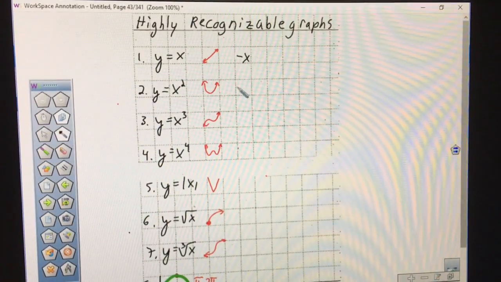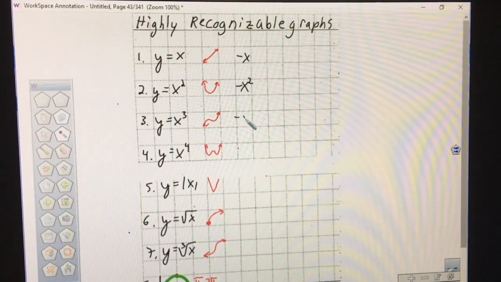Negative x. We're going to graph negative x. We're going to graph negative x squared. We're going to graph negative x cubed. And that should give you enough of an idea of what happens when you put a negative in front of it. It reflects it over the x-axis.